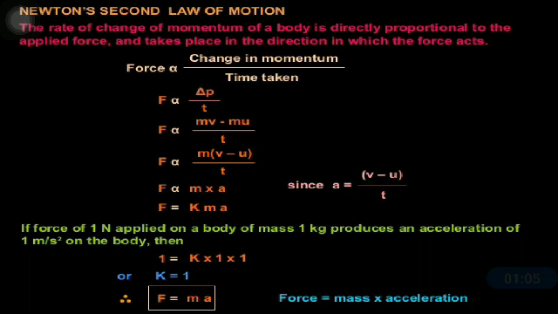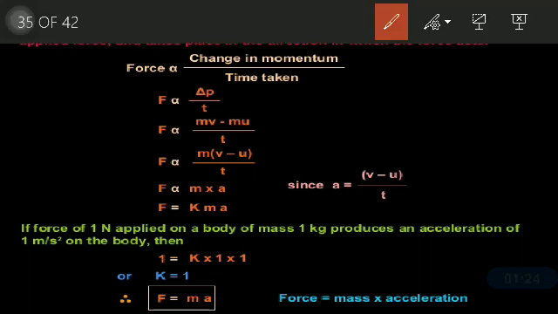Now, according to Newton's second law of motion, the rate of change of momentum of a body is directly proportional to the applied force and takes place in the direction in which the force acts. So, force is directly proportional to the change in momentum and inversely proportional to the time taken. So, we can write change in momentum as delta P. Delta P denotes the change in momentum.